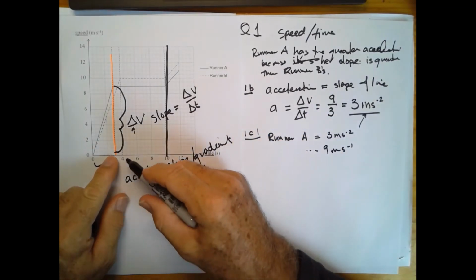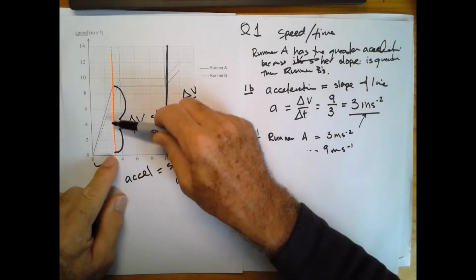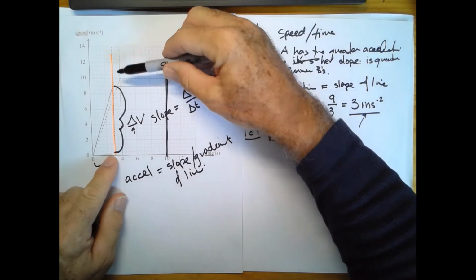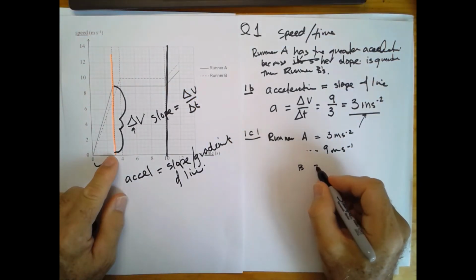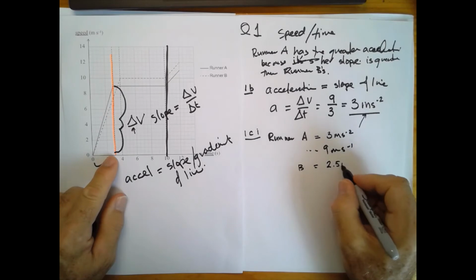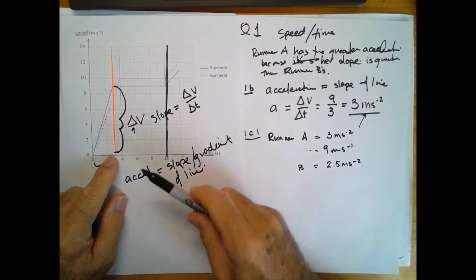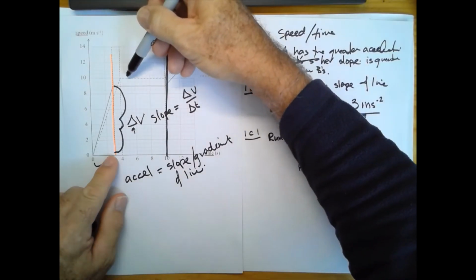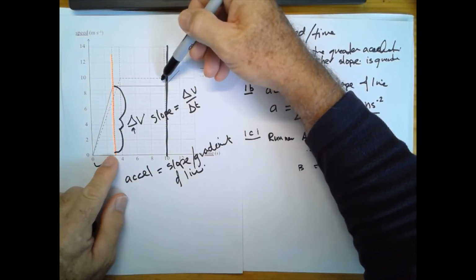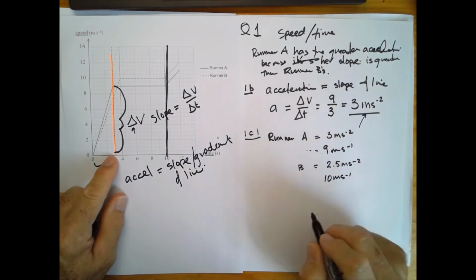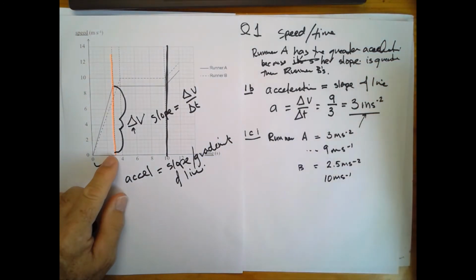Runner B increases speed from 0 up to 10 meters per second in 4 seconds, so runner B has an acceleration of 2.5 meters per second squared. And then from 4 seconds through to 10 seconds runs at a constant speed of 10 meters per second. So that's a comparison of the acceleration and speed of A and B.